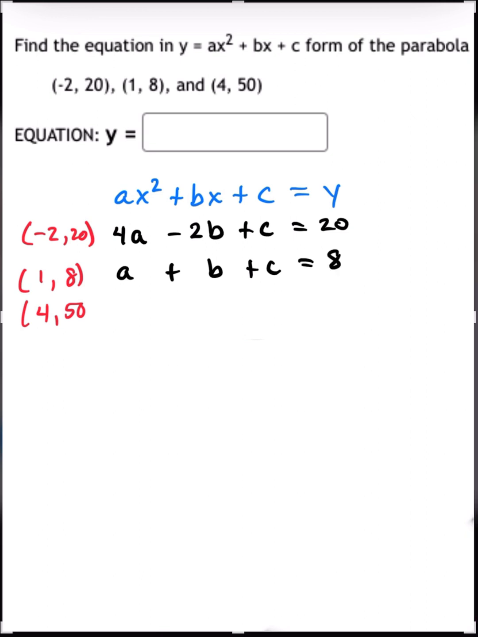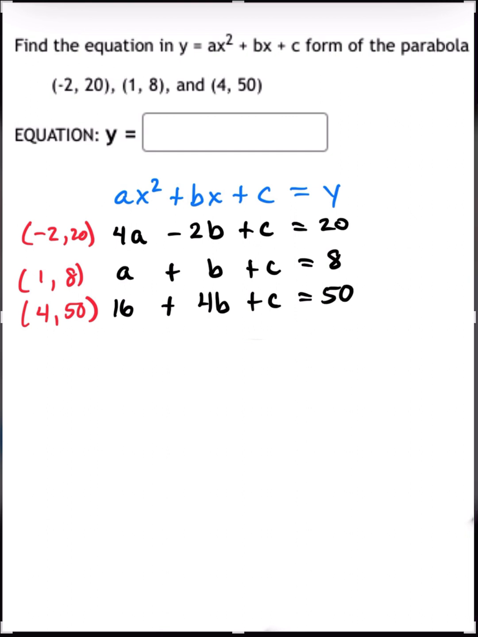The last equation, when I put in 4 for x, I'll have then 16a plus the b value that I'll get, which when I put 4 in for the x in the second part, I'll have 4b. And then I'll have plus c, again still, and then equals my y value of 50. So your goal is first of all just to write the three equations by plugging in your x values in for x and then the y's in for the y. That creates these three equations with a, b, and c in them.